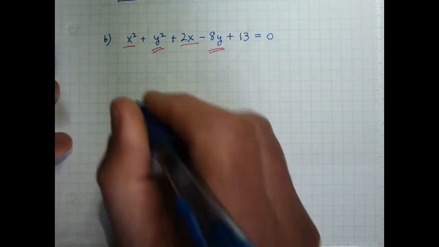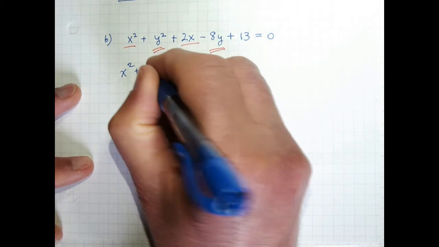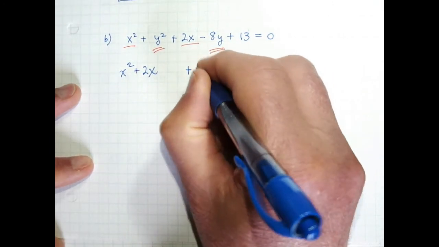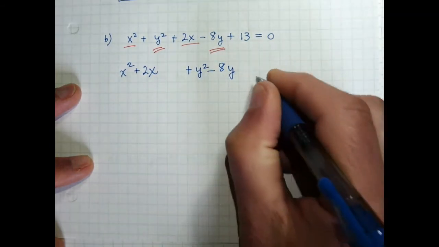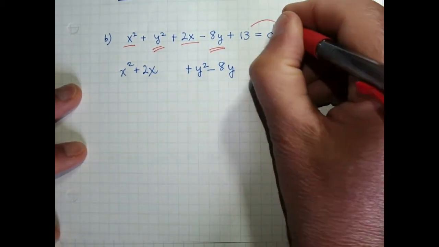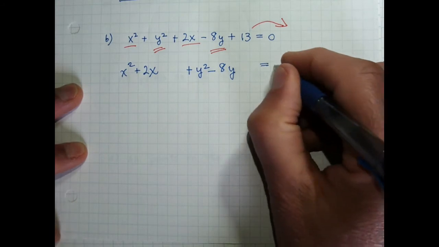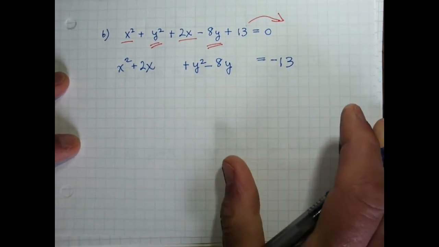So I'm going to rearrange with x squared plus 2x, and I'm going to leave a little space, plus y squared. Then I'll write the minus 8y. I'm going to leave a little space. And the 13 I'm actually going to take to the other side. I'll actually subtract 13 from both sides. So I'll have negative 13 on the right.